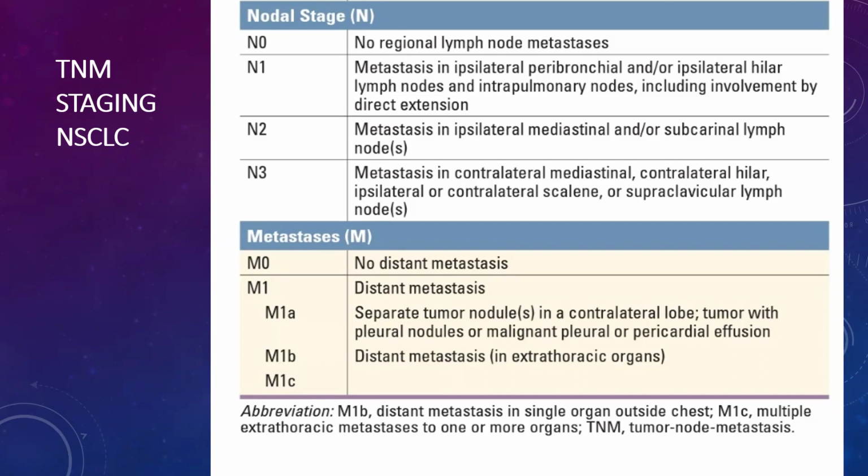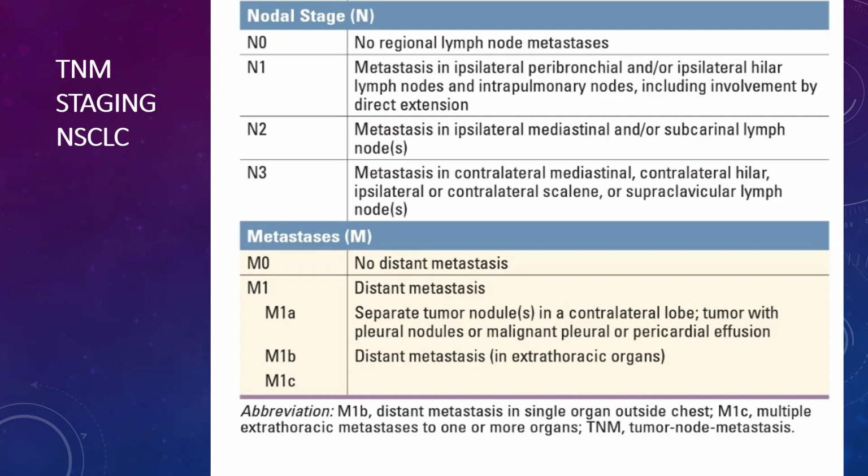Also, if you have distant lymph node involvement, such as scalene or supraclavicular lymph nodes, those are very distant from your lung. So those will fall under N3, sorry. And lastly, you have your metastasis. So M0 stands for no distant metastasis. M1 stands for distant metastasis. It's further subdivided into M1A, M1B, and M1C.